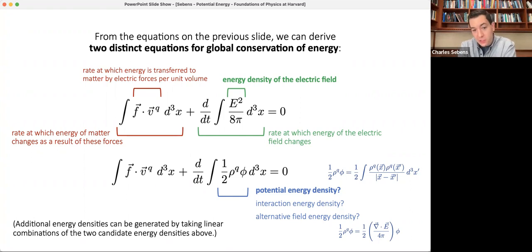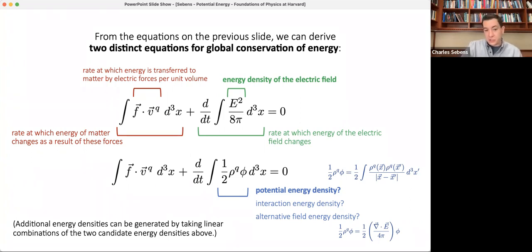You might question whether this really should be interpreted as a potential energy density. It could alternatively be interpreted as an interaction energy density. Maybe we should think of this as shared between matter and field. It's not potential energy of matter, it's interaction energy of matter and field. That would be a different way of talking about it, at least.